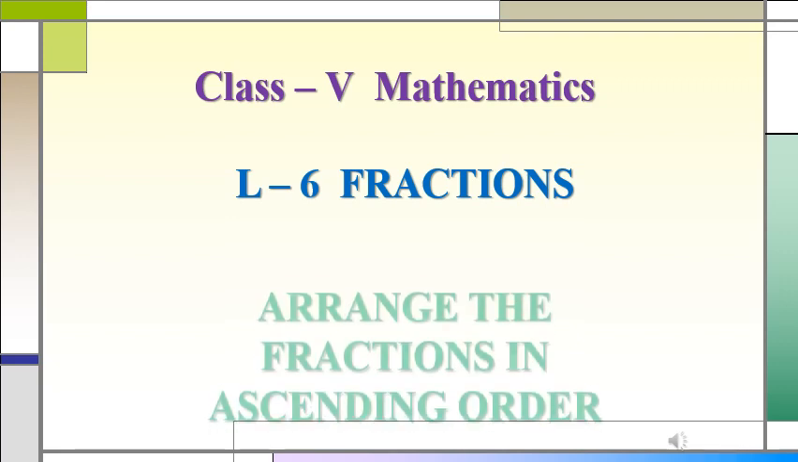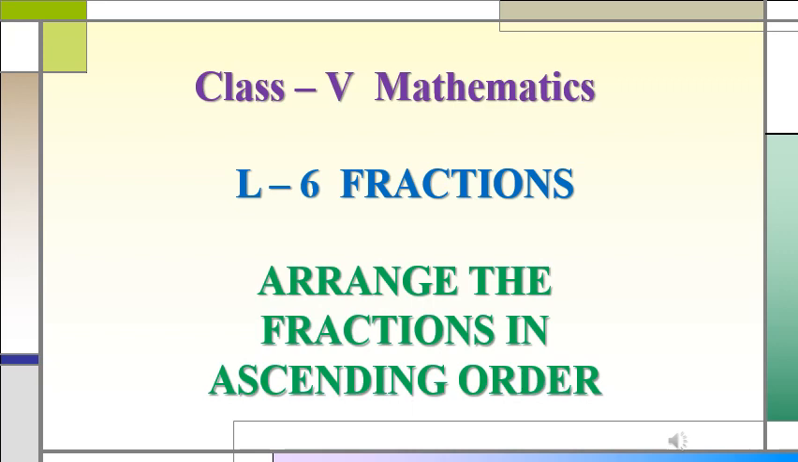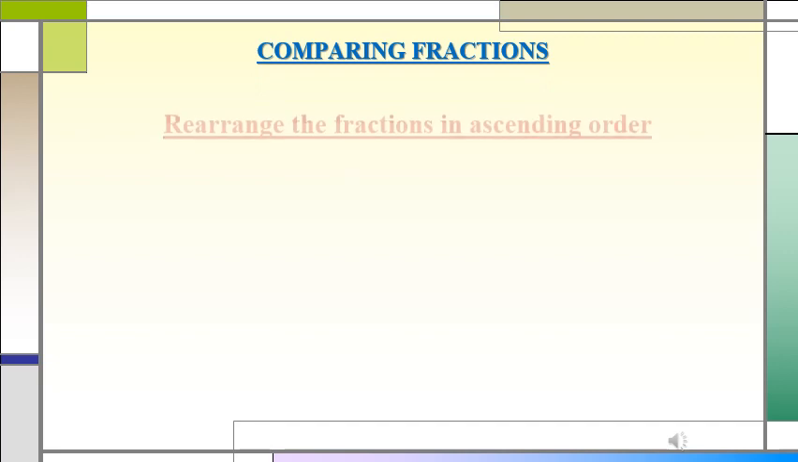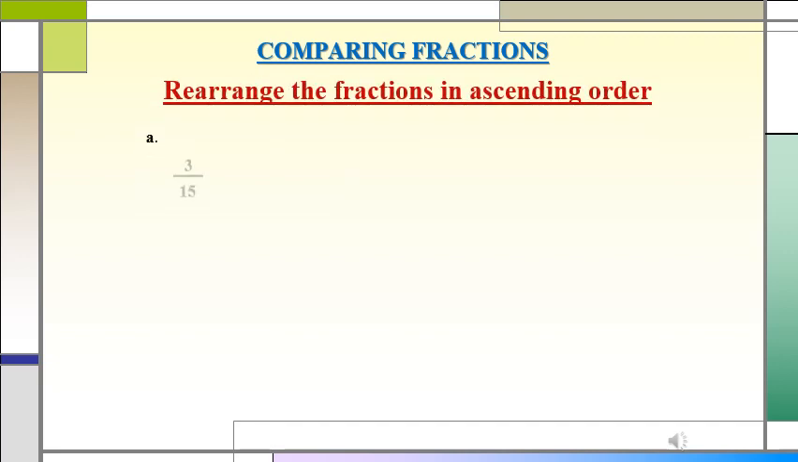In today's class, we are going to learn to arrange the fractions in ascending order, that is, from small to big. Students, let's rearrange the fractions in ascending order from small to big. As you can see in the first example, the denominators are same, that is 15. Hence, we can compare these fractions easily.